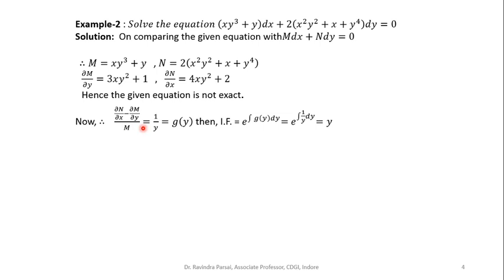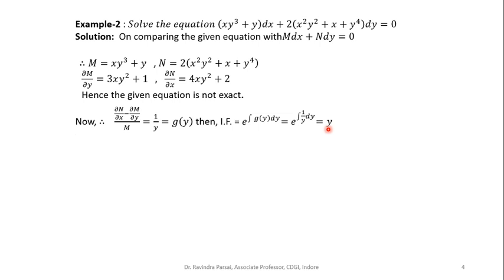Hence you will find the integrating factor by applying rule number 4: del N by del x minus del M by del y, divided by M. This difference and ratio gives 1 upon y simply, that is only a function of y. Therefore the integrating factor is e to the integral of g of y dy, that is 1 by y dy. The integral of this function is log of y, and since the base is e, the log is eliminated, so this simply gives y.